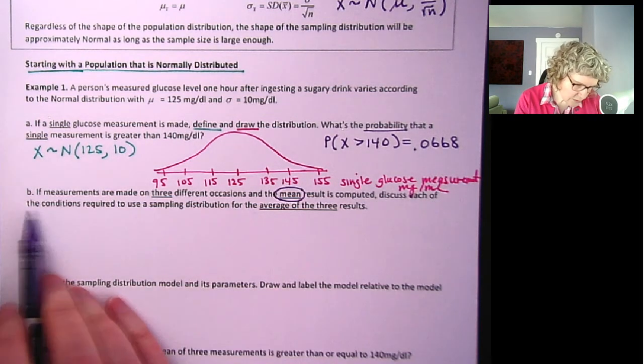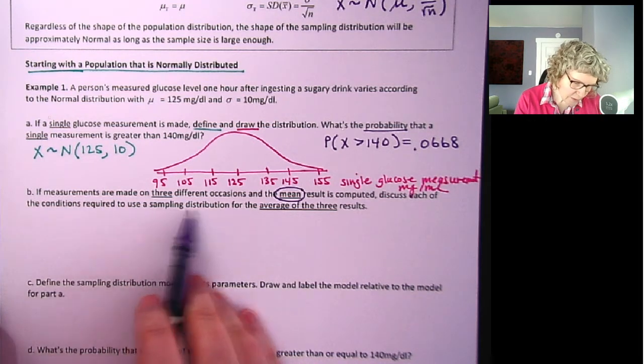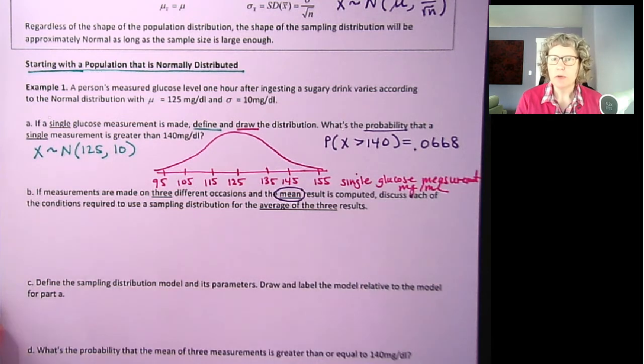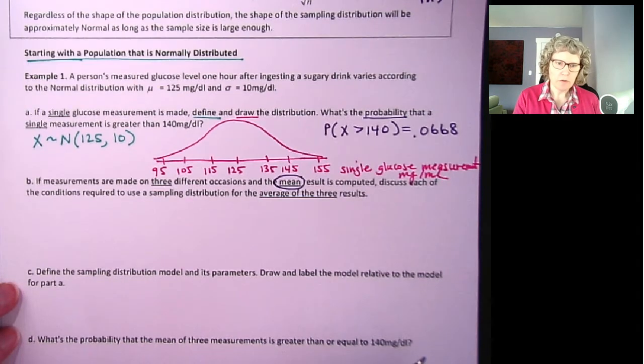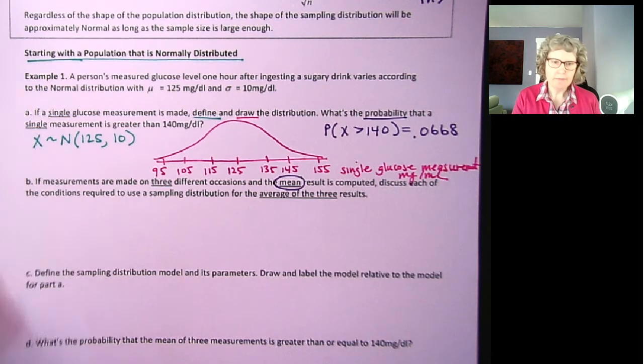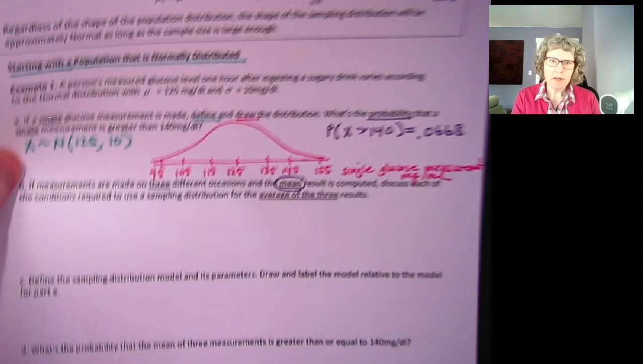Discuss each of the conditions required to use a sampling distribution for the average of 3 results. So first we're going to check the conditions, and then you'll see as we go forward, we'll define our sampling distribution model, and then we'll find a probability. Okay, so let's talk about the conditions.